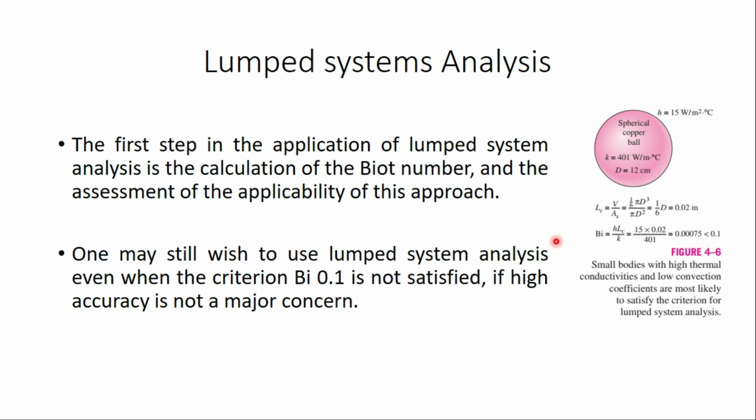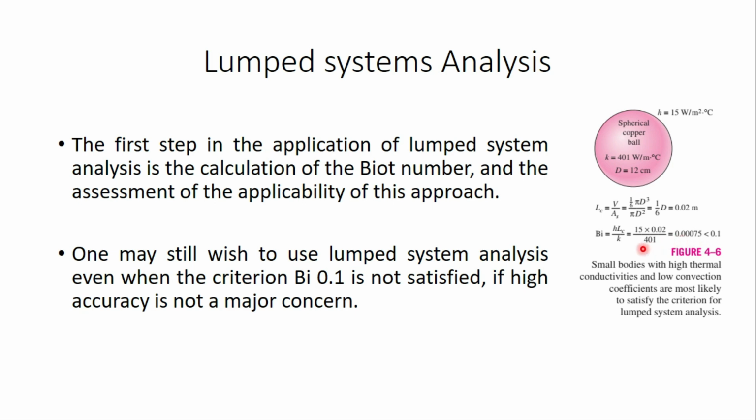So 0.1 is an important number. It is generally accepted that the lumped system analysis is only applicable when the Biot number is less than or equal to 0.1. So whenever you are solving transient heat conduction problems, you have to solve for the Biot number. If the Biot number value is less than or equal to 0.1, you can assume that this is a lumped system.